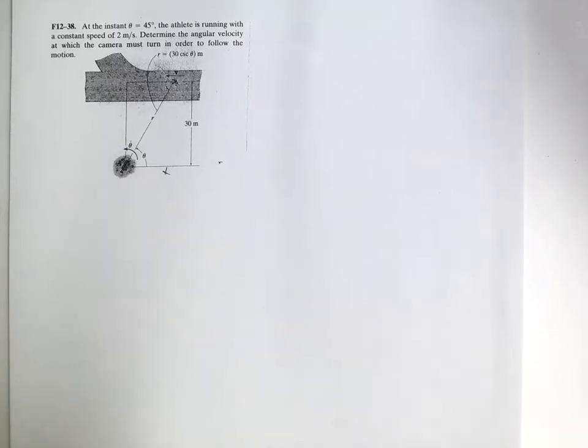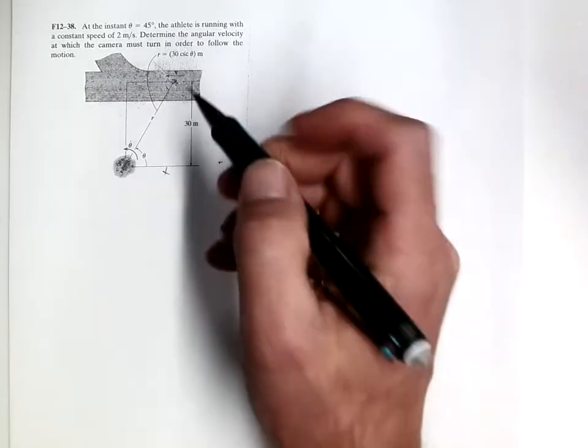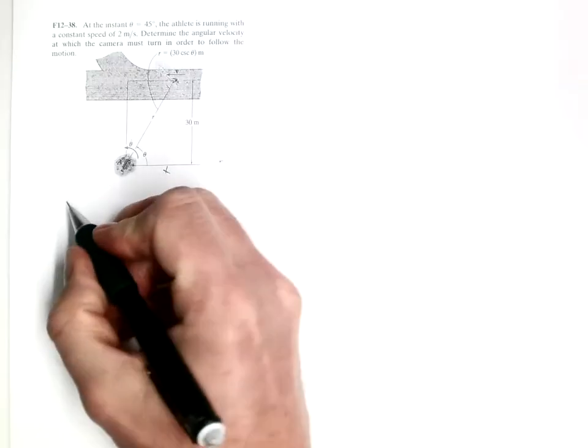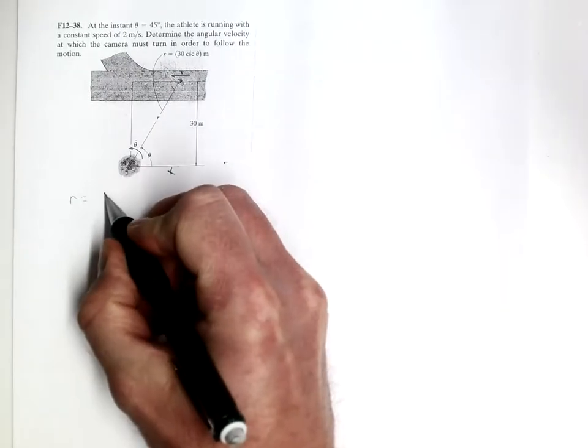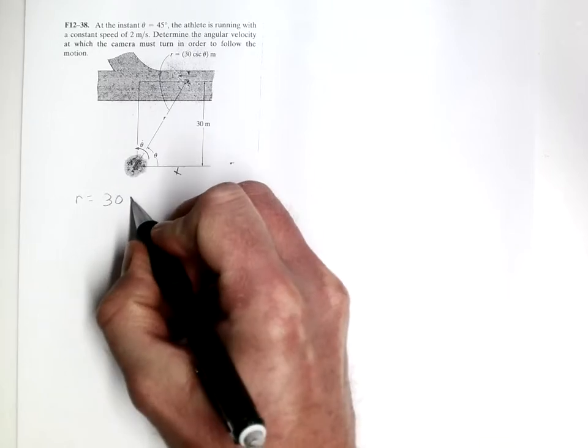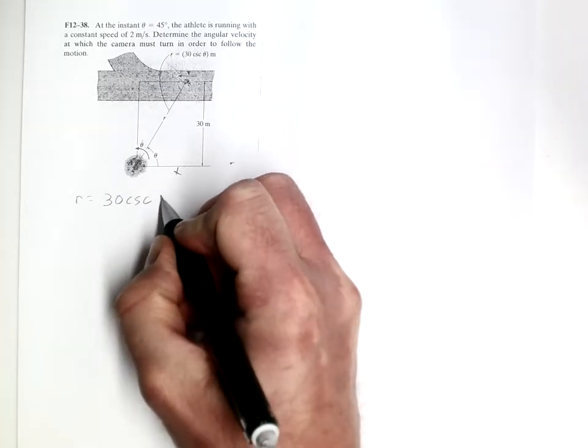Problem F12-38. At the instant theta equals 45 degrees, the athlete is running at a constant speed of 2 meters per second. Determine the angular velocity at which the camera must turn in order to follow the motion. So, we start out with the equation of r. And r is equal to 30 csc theta.